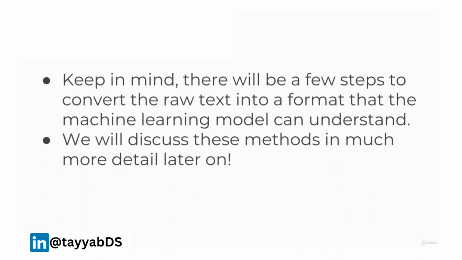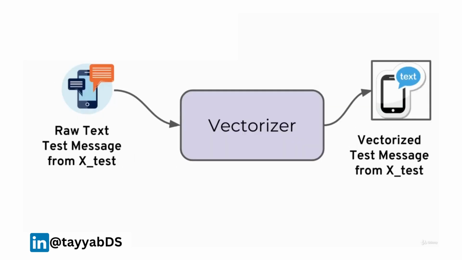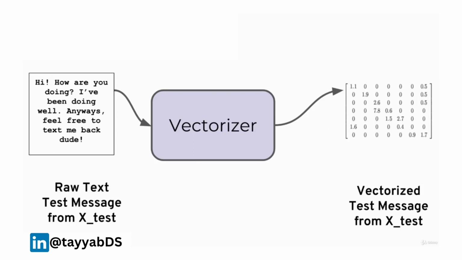So just to give you a brief overview of the process of vectorization, we're going to wave our hands a little bit here, but essentially we're taking some sort of raw text message from the testing data set, that is the X test that we saw in the previous lecture. We pass it through some vectorizer, and then we have a vectorized version of that. To give you a brief idea of what that would look like, we would have some raw text information.